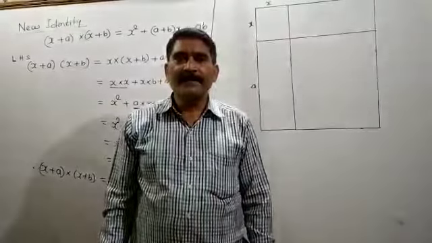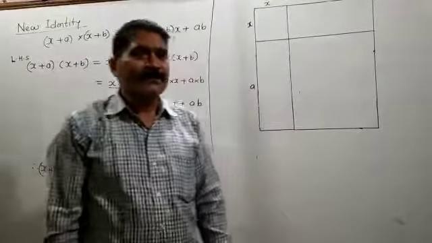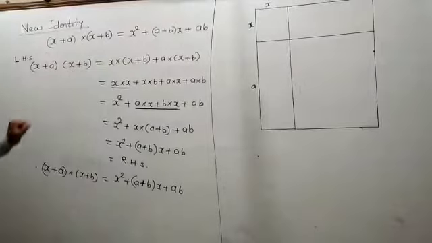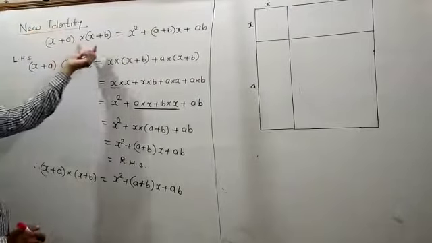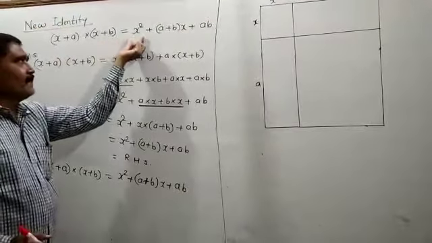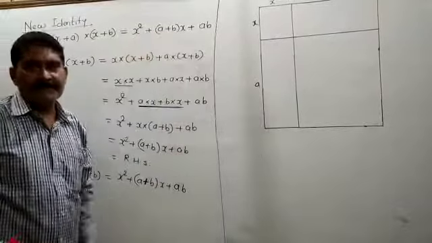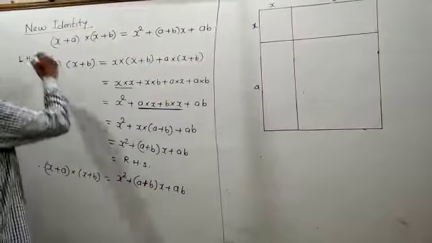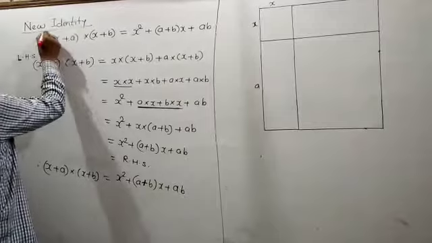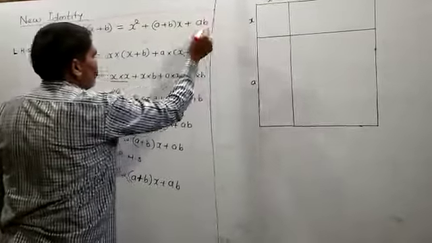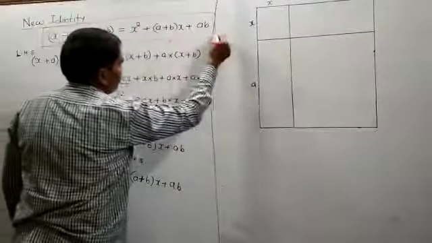Friends, you have to start with the new identity. Which one is the identity that you have to see? This identity is (x + a) multiplied by (x + b) is equal to x square plus (a + b)x plus a multiplied by b, or ab. You have to learn this identity and write it in your basic book also.